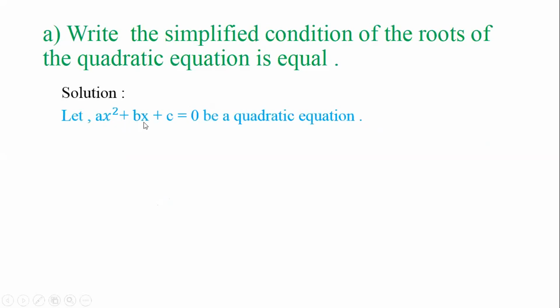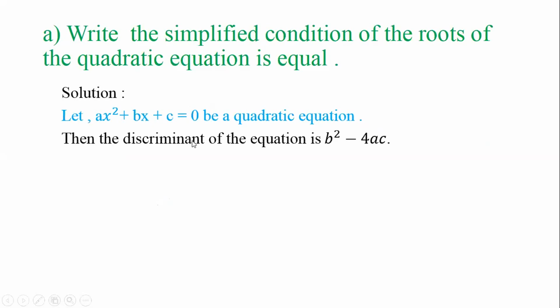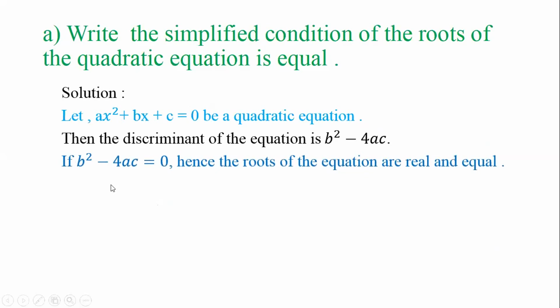Let x square plus bx plus c equal to 0 be a quadratic equation. Then the discriminant of the equation is b square minus 4ac. If b square minus 4ac equal to 0, hence the roots of the equation are real and equal. In this case, x equal to minus b by twice a. So here x equal to minus b by twice a.